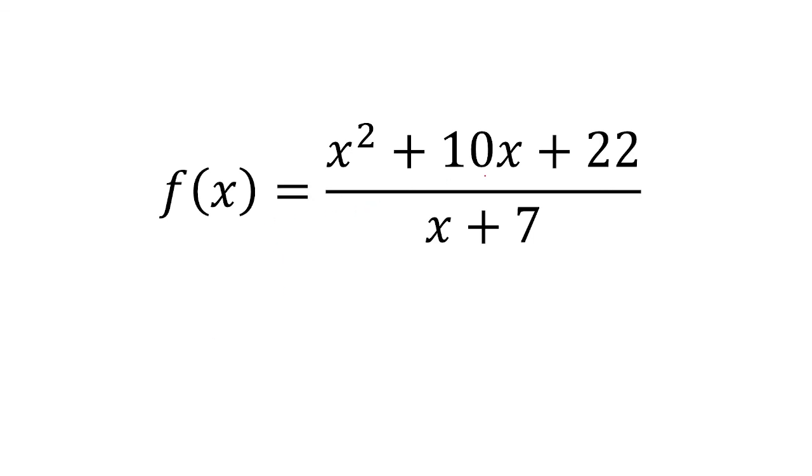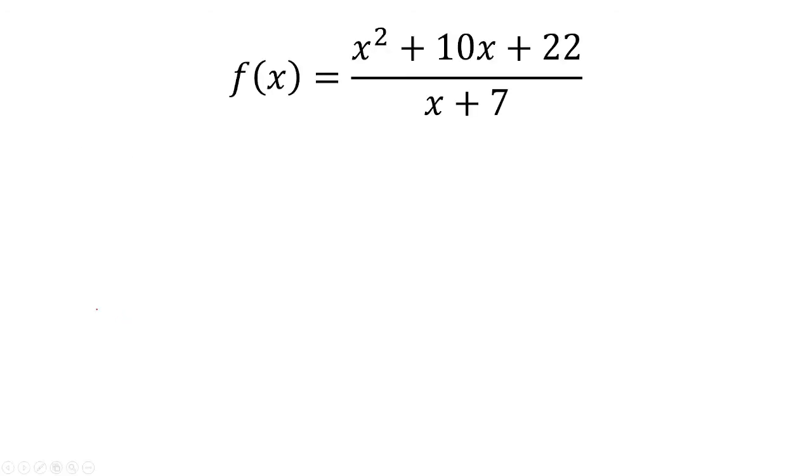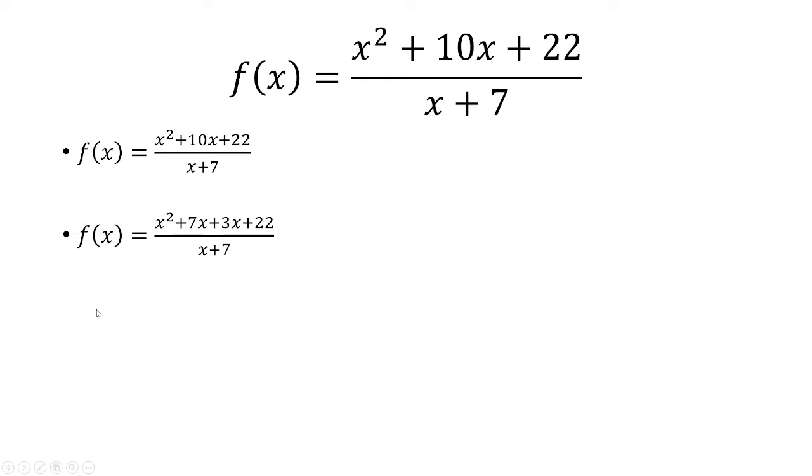We're given the function (x squared plus 10x plus 22) over (x plus 7). We want to find the oblique asymptotes. So we're going to do this two ways. The first way is just using algebra, manipulating equations. The second way will be long division.